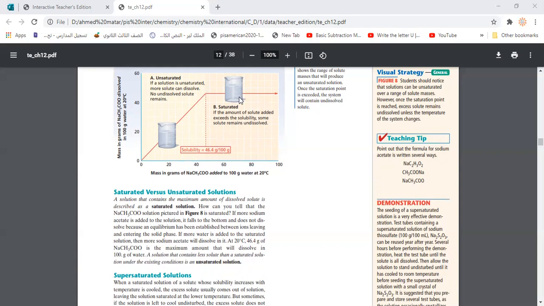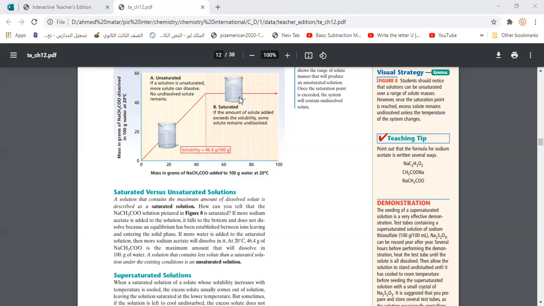But the problem is, once we stop heating, the water will cool down, and that will make the particles go back to their normal positions, and the spaces between the particles of water will return to normal. So the extra amount of sodium acetate which was already dissolved is going to recrystallize again and fall down at the bottom of the cup.